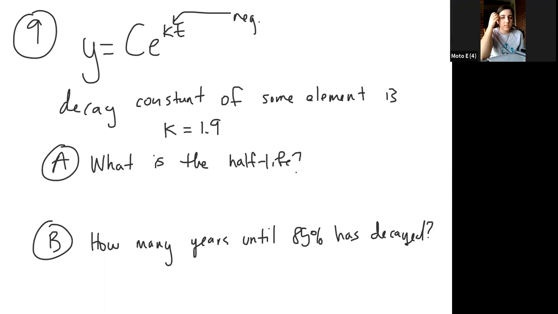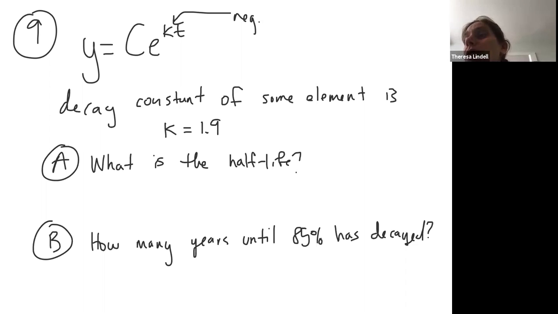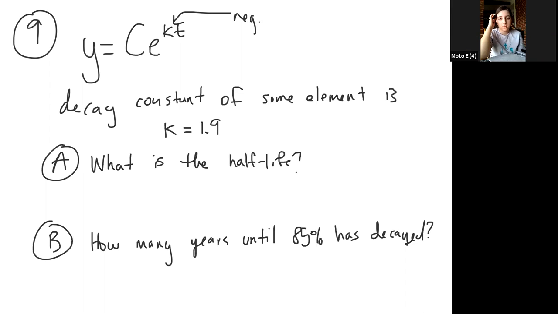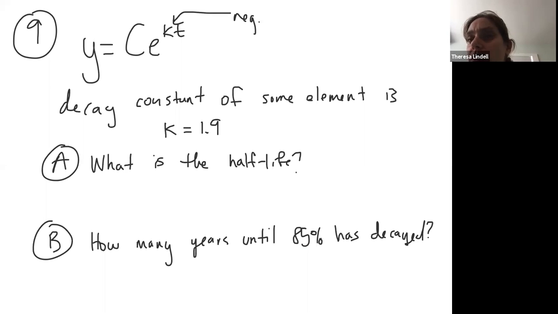Question on part B. Is in the formula, is y the amount left or the amount that's decayed? That's a good question. It is the amount left, and that's something that some people did wrong on their quiz. So don't use 85% when you're plugging stuff in. Use the 15%. Okay, that always confused me. Yeah, so that's a great question.